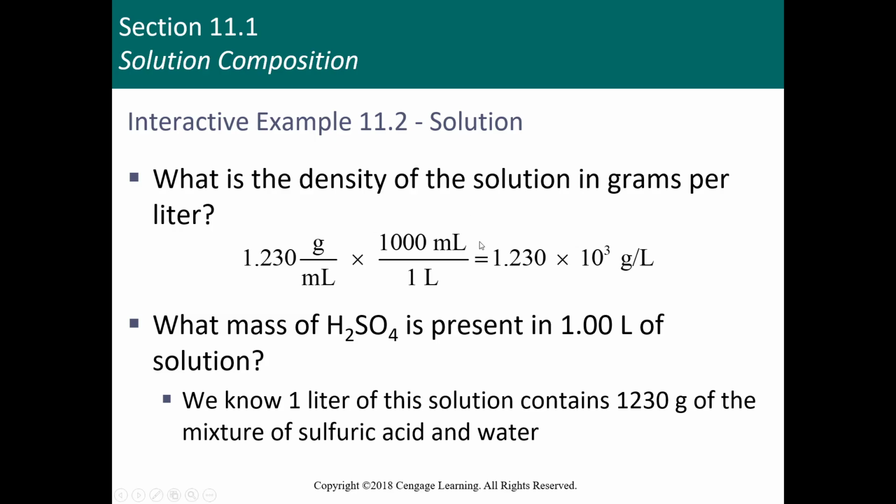which is 1,230 grams per liter. By the way, if you want to do it in a nice mathematical format, again, you can always put 1.23 grams divided by 1 milliliter. Multiply it by, you need milliliters on top to cancel, and you need liters on bottom. There you go.